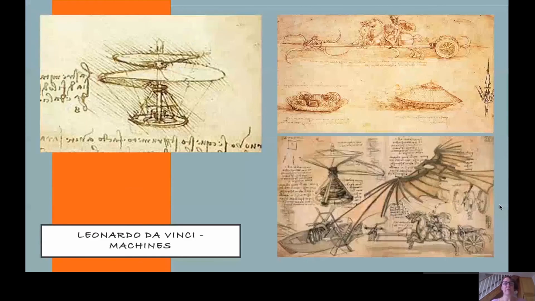So this is Leonardo da Vinci's machines, and as you can see, there are a variety of traveling ideas. On the left-hand side, we've got the beginnings of a helicopter, and on the right-hand side, a hovercraft, and on the bottom right, some sort of flying machine. He was very interested and very innovative of his time, as you probably know already, and so these are very early ideas in terms of travel machines.